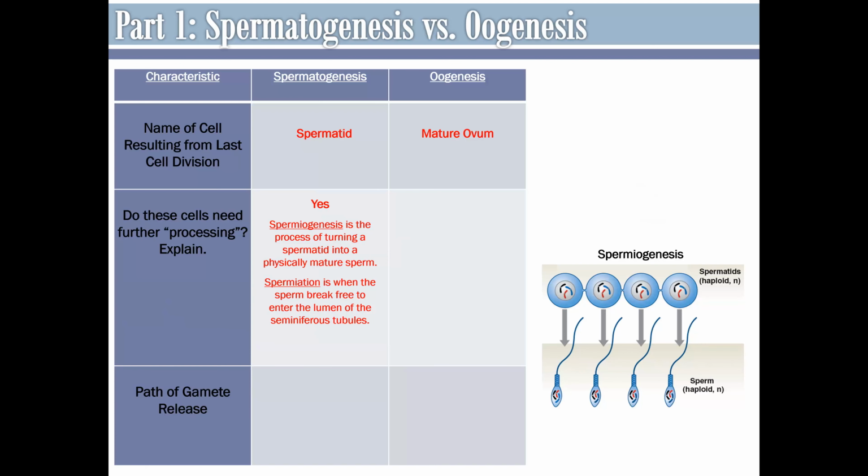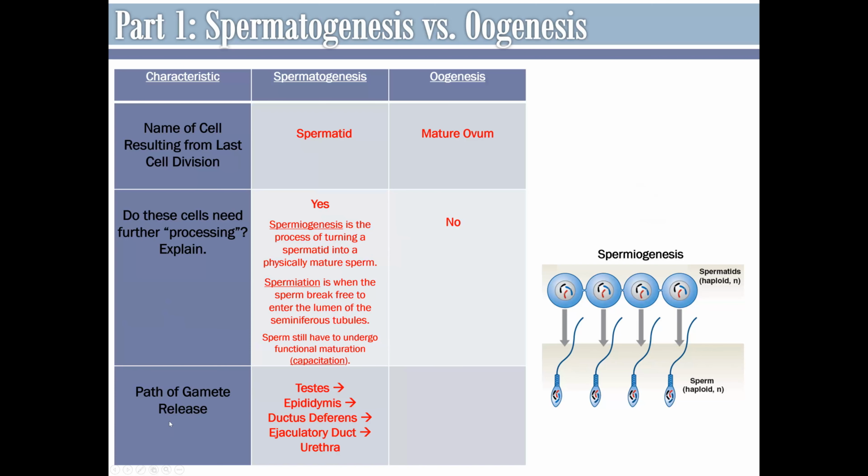Spermiation is the process when the sperm break free to enter the lumen of the seminiferous tubules. And then the sperm still have to undergo functional maturation in the process called capacitation. So does my ovum need any additional processing? No. And then the last question on this slide, the path of the gamete release.